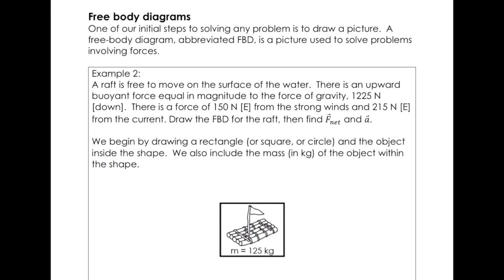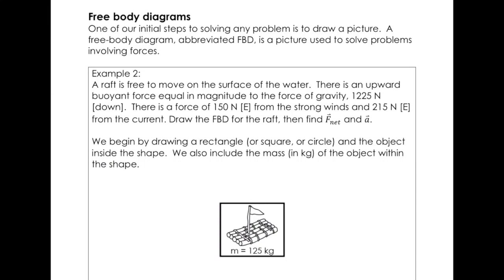Whenever we're drawing these free body diagrams, you'll want to draw either a rectangle, a square, or a circle that's going to represent our object. Here we have the object pictured for us. You could draw the image if you wanted to, but primarily we're looking for either the square, rectangle, or circle. We're also going to include the mass of the object within that shape, to keep that all in one place.